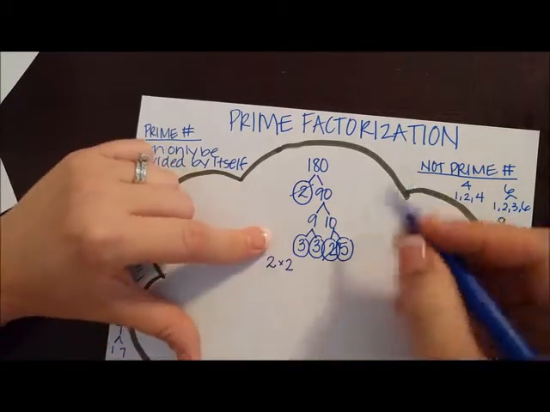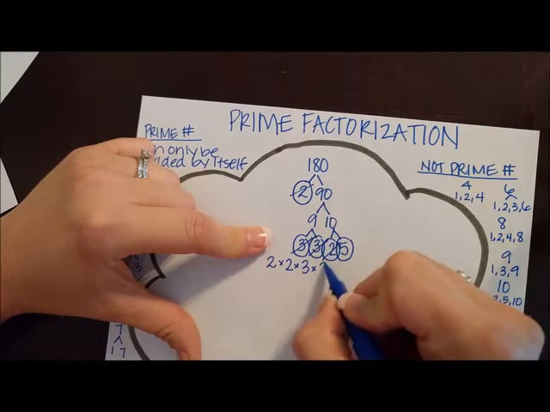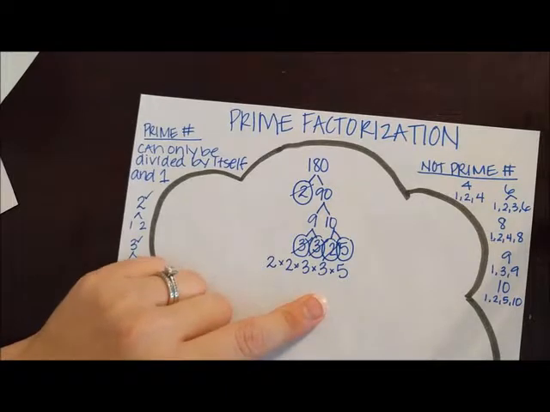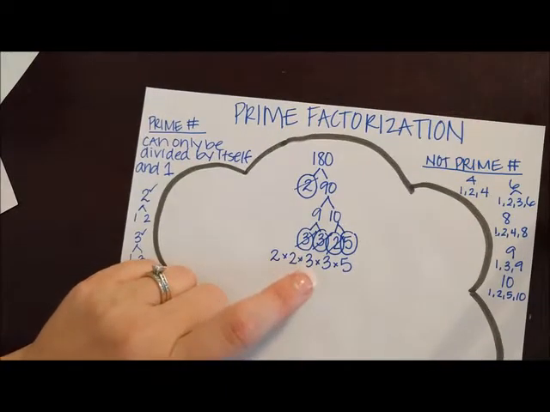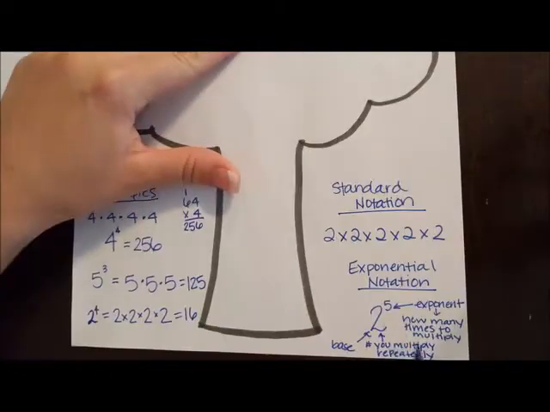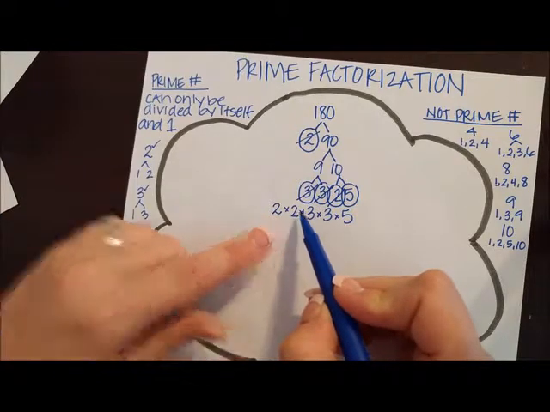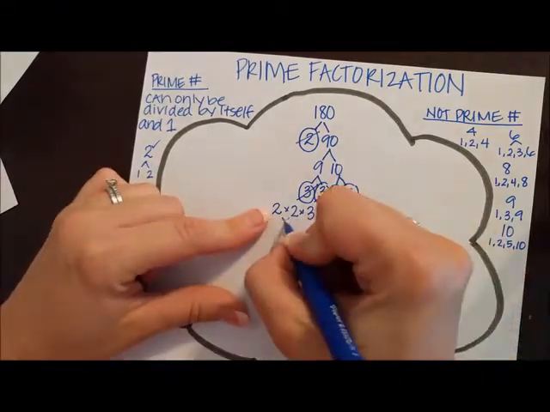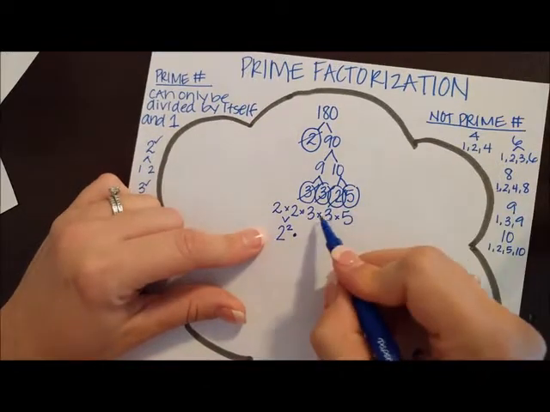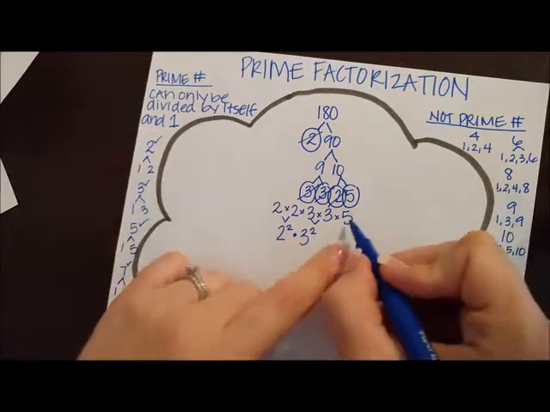I've used all my 2s, so now let's do our 3s. Times 3, times 3, times 5. Okay, now that I've written out my standard notation, I need to write this in exponential notation, so using exponents. All right, so I'm going to look here. 2 times 2 is the same thing as saying 2 squared. 3 times 3 is the same thing as saying 3 squared. And then I have a 5.